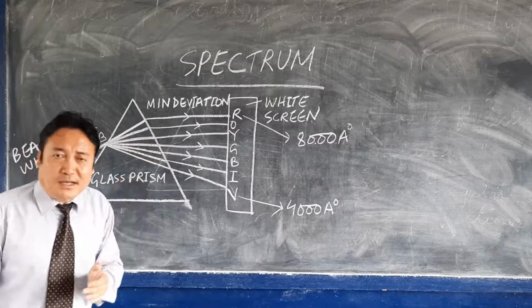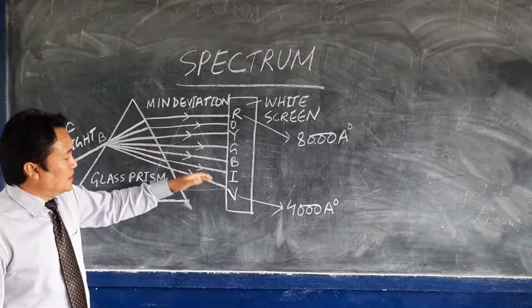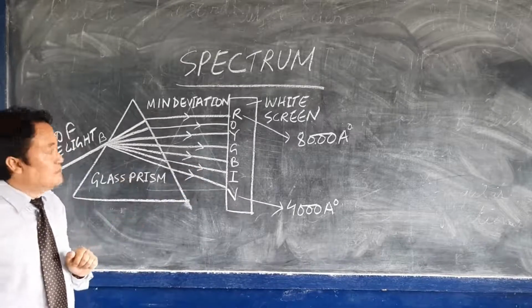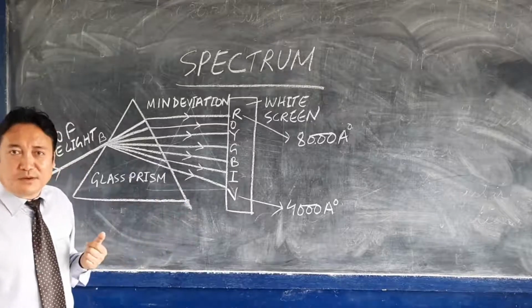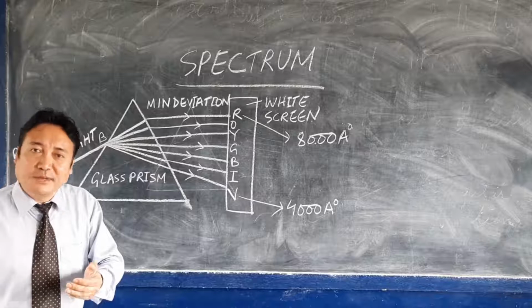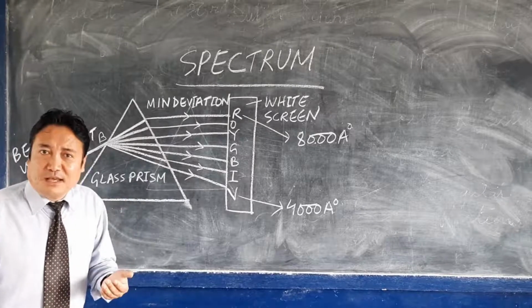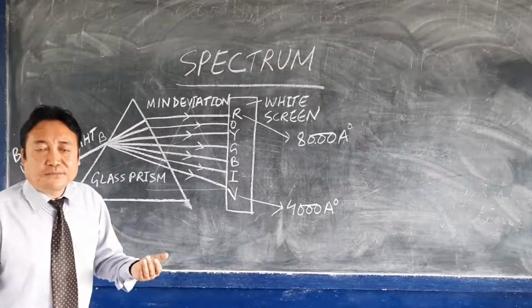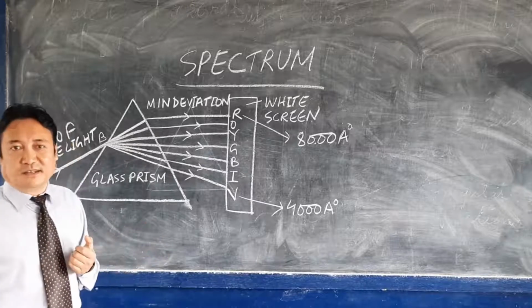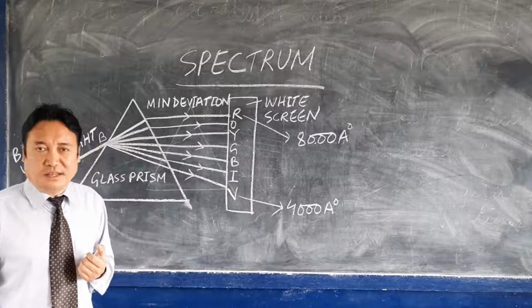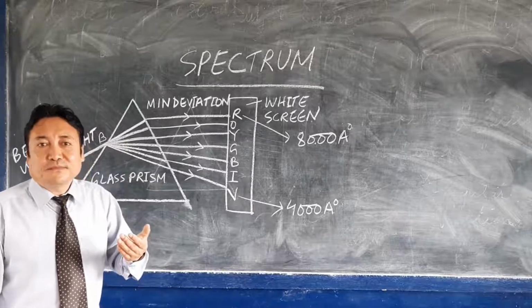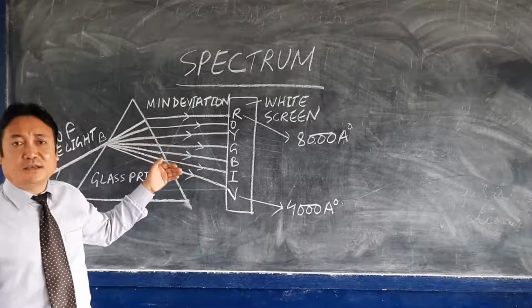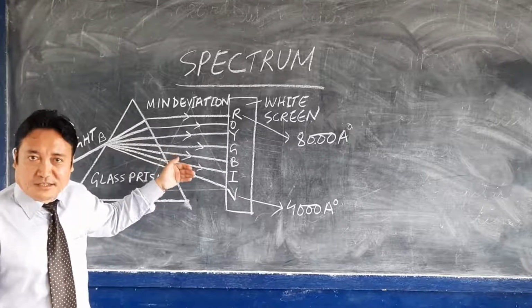So what can be said is that if the wavelength is more, the deviation will be less. If the wavelength is less, the deviation will be more. That means the deviation will increase with the decrease in wavelength, and the deviation will decrease with the increase in wavelength.